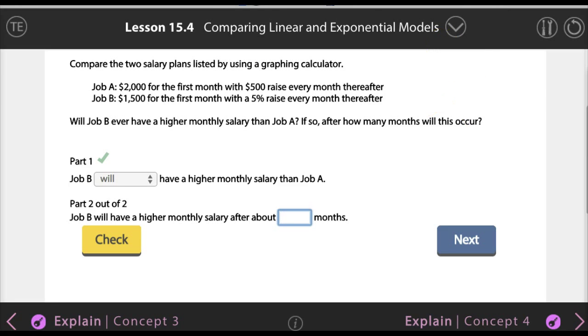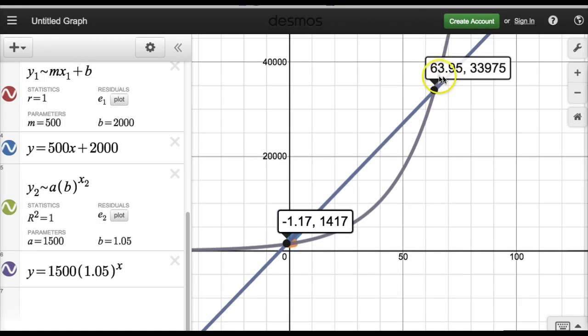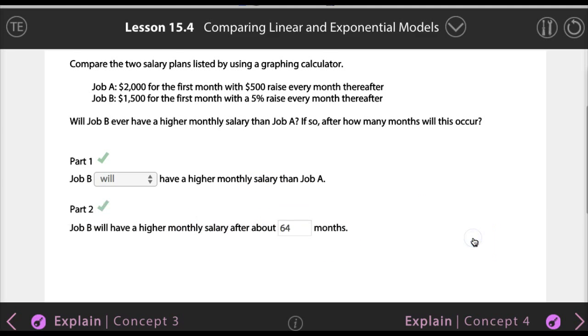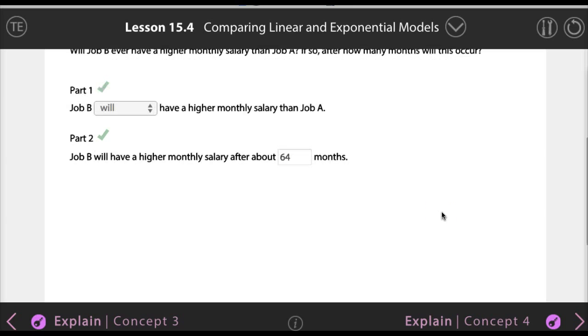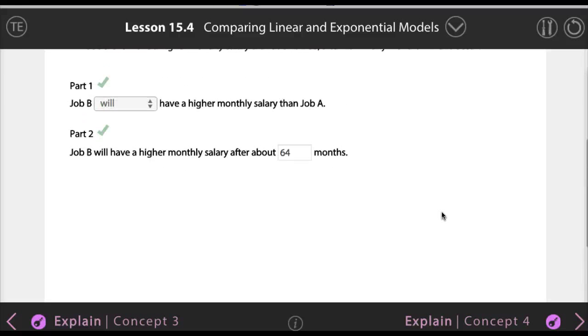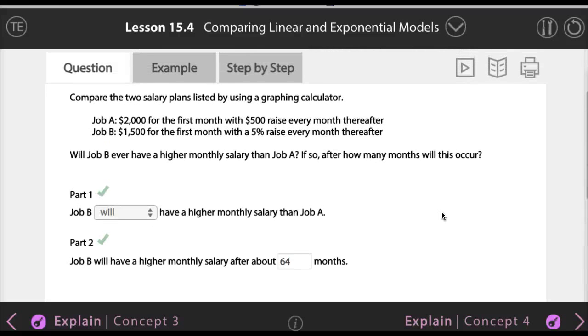Okay, let me see what's going on here because this is a drastically different answer. Oh well. Okay, so I'm looking at my answer and you know that there's no 63.95 months, right? So I'm going to round and I'm going to say after 64 months, okay? So at around 64 months, job B will have a higher monthly salary. So let's check this answer and yes, it is right, okay? So just make sure you round it, because there's no such thing as 63 point something months, okay?